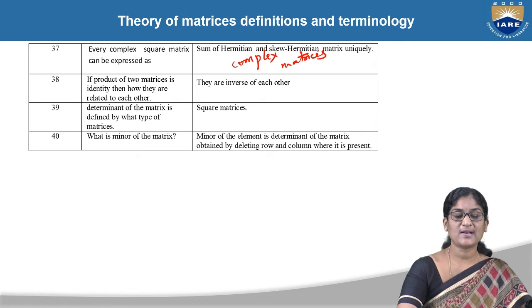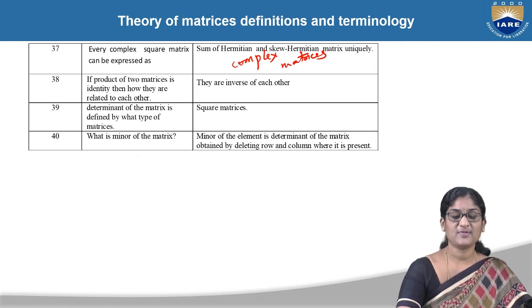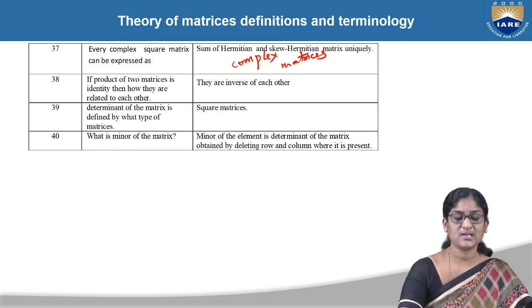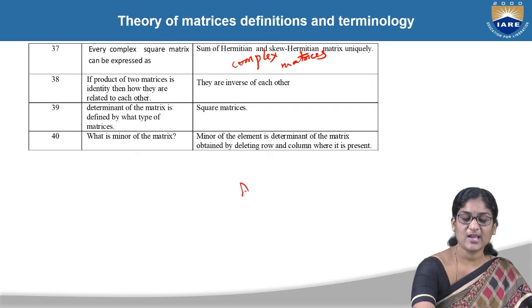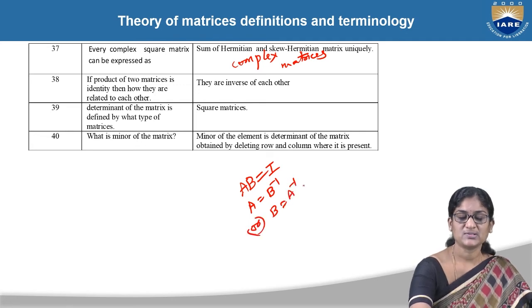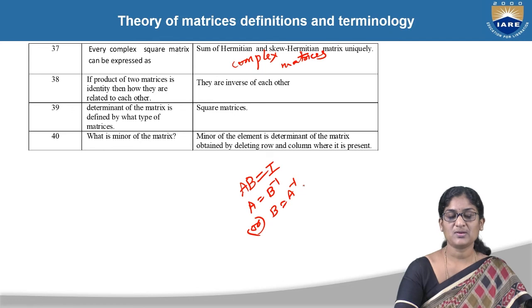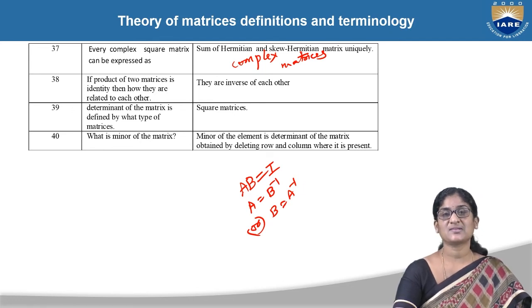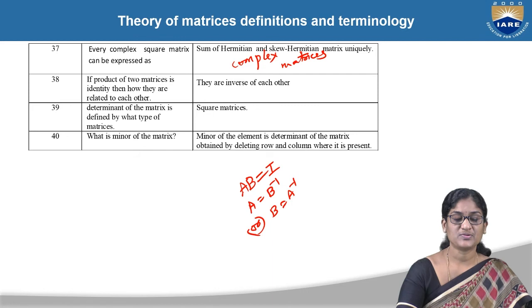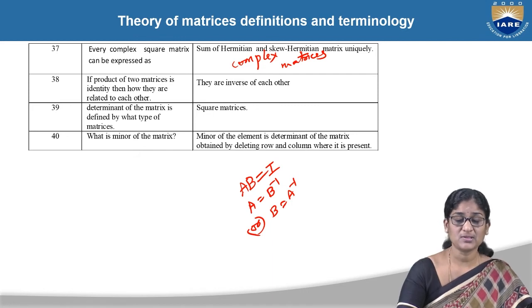If the product of two matrices is identity, then how are they related to each other? If the product of two matrices is identity, then they are inverses of each other. If A into B is equal to I, this is possible if each is the inverse of the other. That is, A is equal to B inverse or B is equal to A inverse. This is the main statement that Gauss used to find the inverse of matrices of higher order, more than 3. Sometimes for 3 also we can use it.